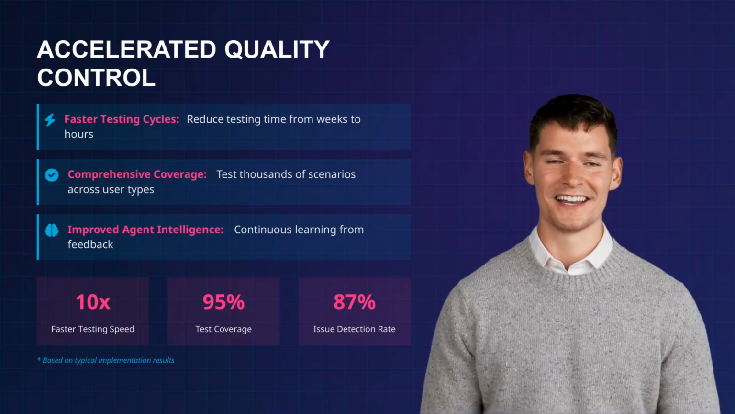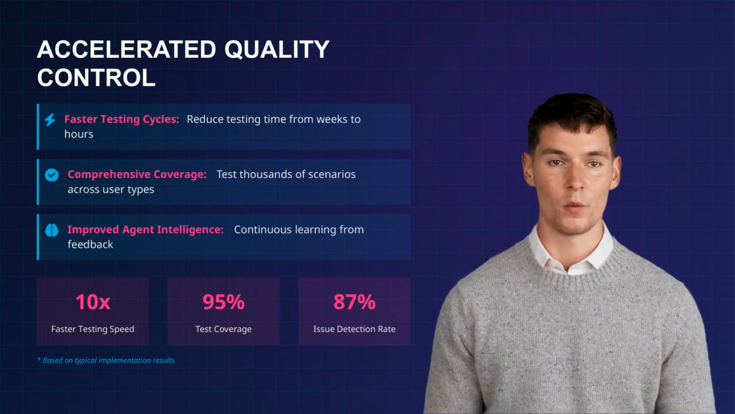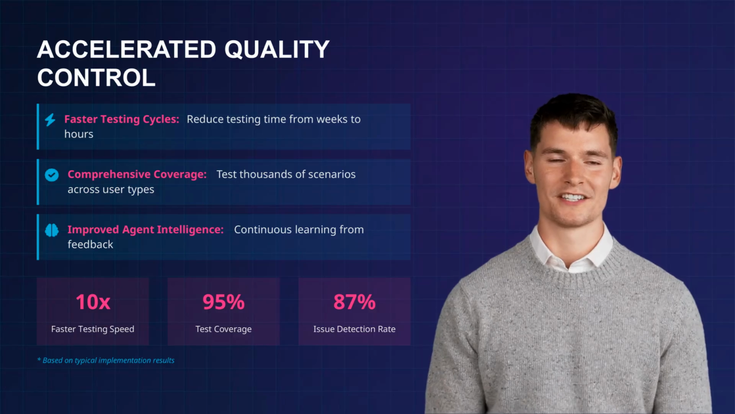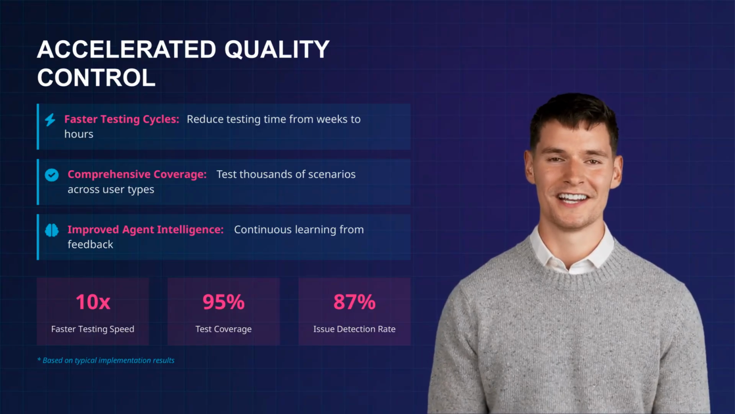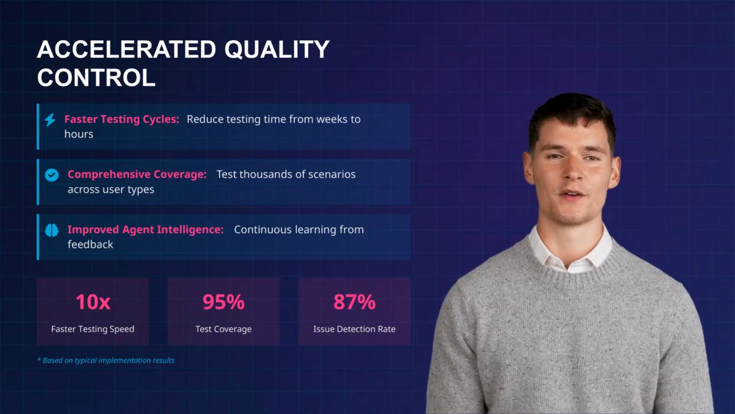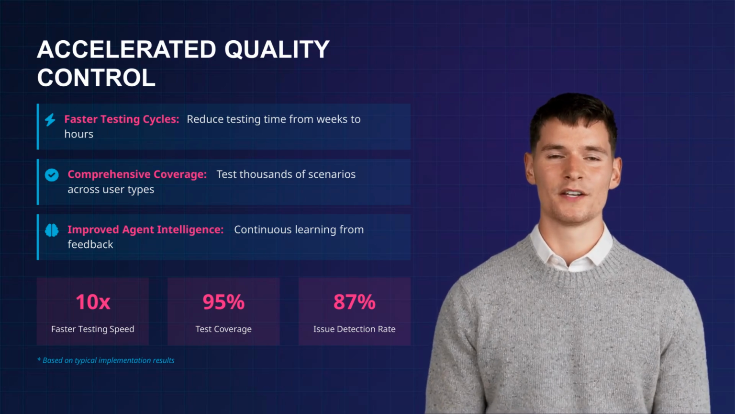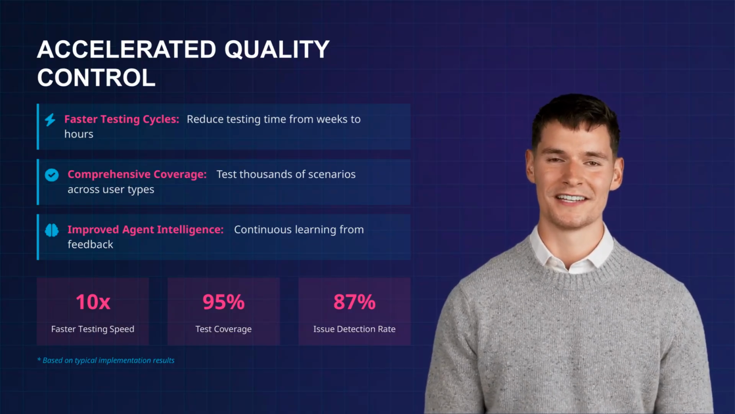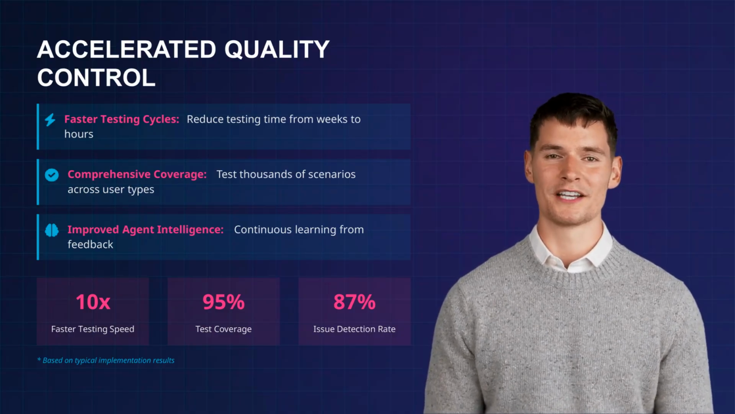Automated testing with the Raia Academy Simulator accelerates quality control in 3 ways. It shortens testing cycles from weeks to hours. It increases coverage, letting you test thousands of scenarios across multiple user types and intents. And it improves agent intelligence by feeding back findings for continuous learning. You can also integrate human review into the loop for optimal results, letting automation handle the scale while humans provide nuanced judgment. Typical results from organizations using the Raia Academy Simulator include 10x faster testing speed, 95% test coverage, and detection of 87% of issues before they reach customers.